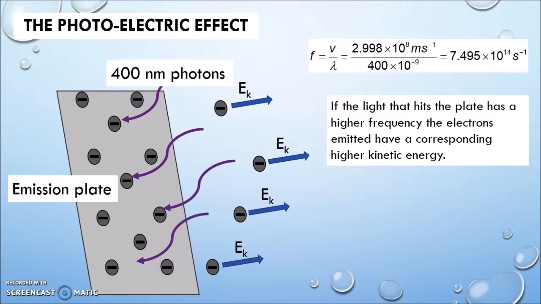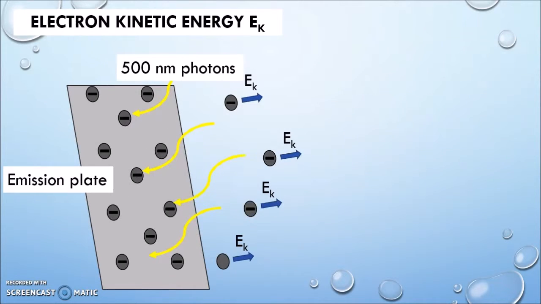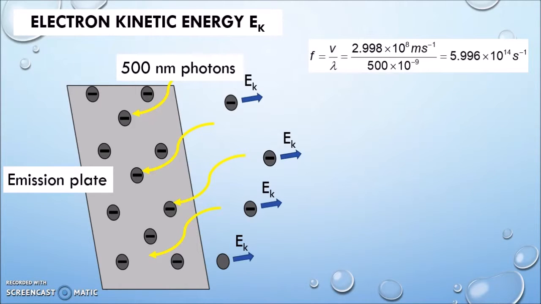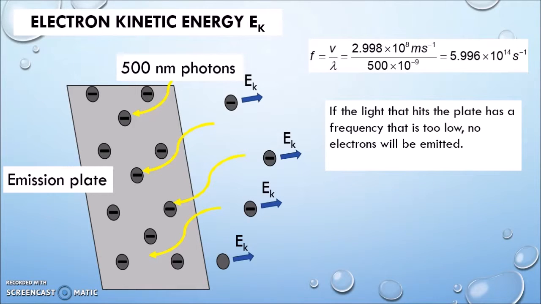If you have a higher frequency hit the plate, you will get electrons emitted with more kinetic energy. The opposite's true. So if we have a lower frequency, so here we have a bigger wavelength, 500 instead of 400 nanometers, so now it has a lower frequency. The lower frequency hits this emission plate, then the electrons are popped off with less kinetic energy.